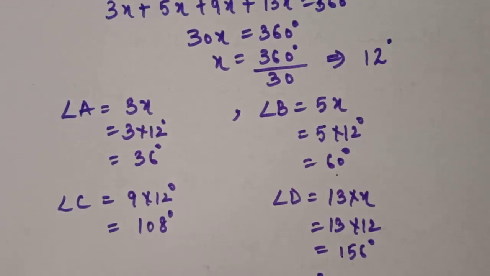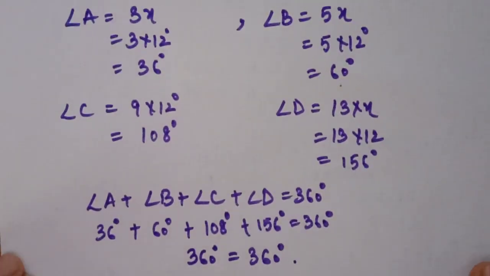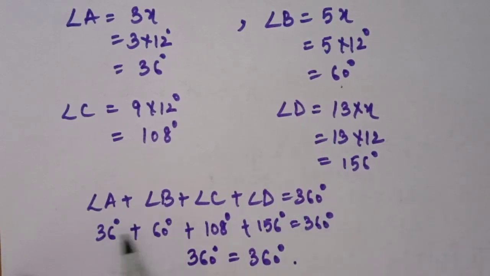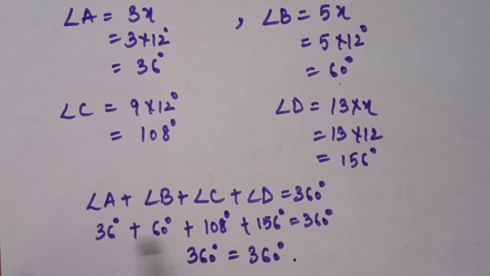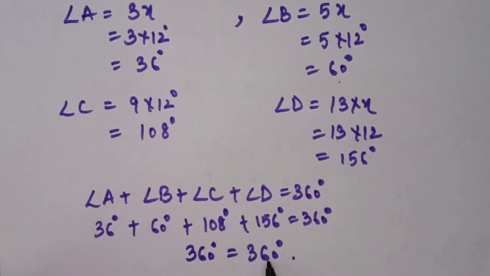Question is finished now. But if we want to cross check that these values are correct or not, then how will we check? We know it very well, sum of all four angles are 360 degree. So we will put all the values in all the angles and then add them. If 360 degree is equal to 360 degree, it means all the values are correct. So students, this is your first question.